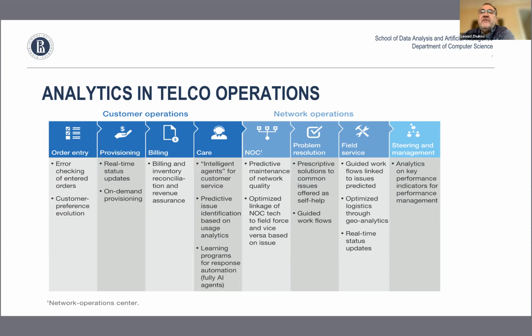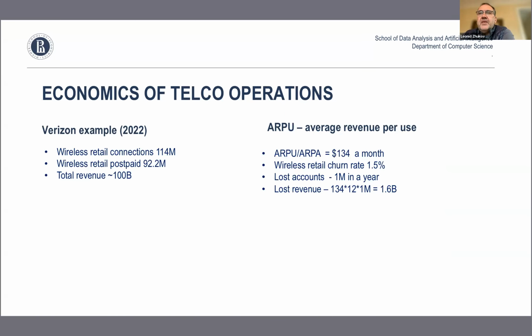And a very, very important use case that we're going to talk about today is, of course, churn prediction. So taking care of customer churn within the operators. In order to understand the importance of churn, let's look at some very quick economics. We can take an example, Verizon, which is one of the largest US mobile operators.